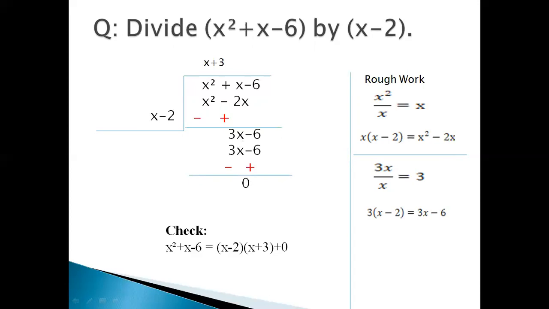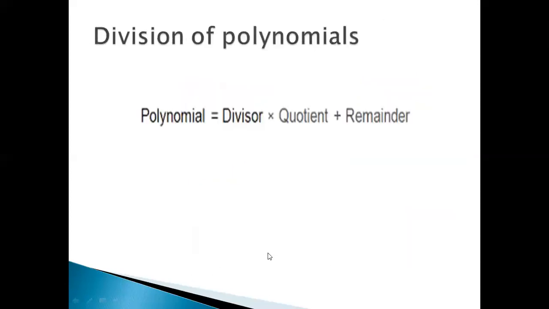our remainder is 0. Now to check whether our division is correct or not, we can get our dividend x square plus x minus 6 by multiplying these two, x minus 2 into x plus 3, and adding the remainder. This is the way to check your answer. So this is the check for the division of polynomials: the polynomial which is to be divided, your dividend, is equal to the divisor multiplied by the quotient plus the remainder.